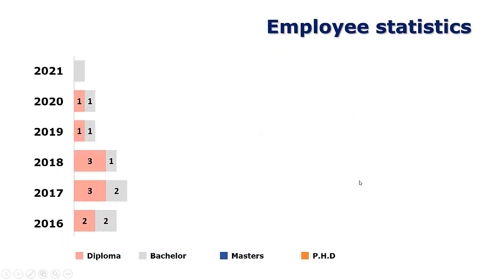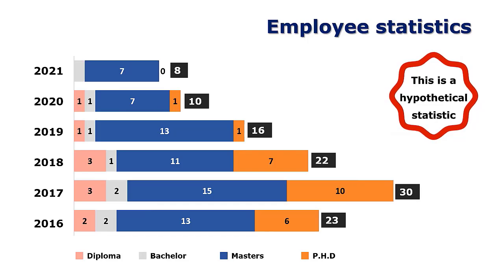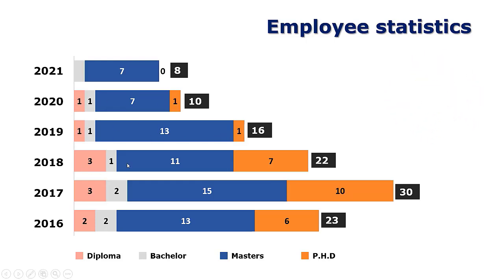And this is another example of the bar chart that shows employment based on the year and the degree of education. Actually, it is a stack bar chart.